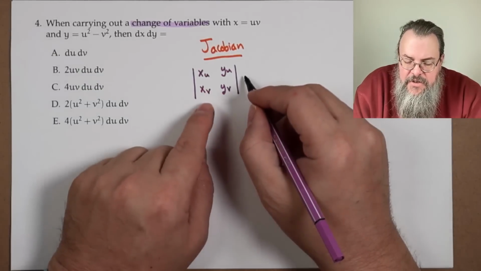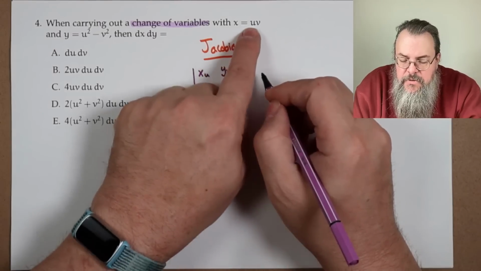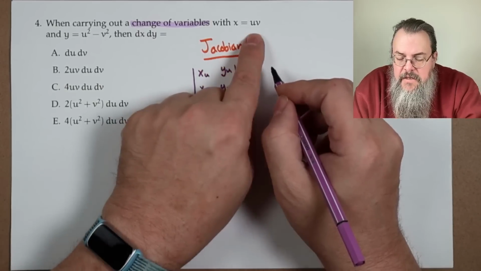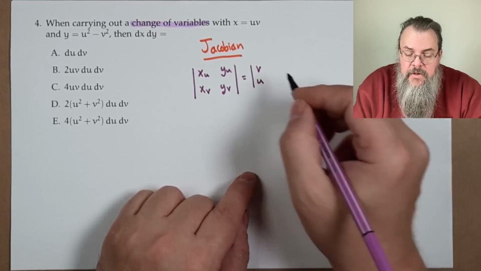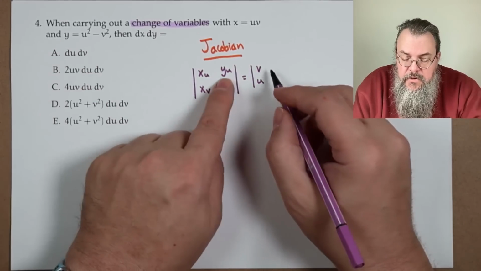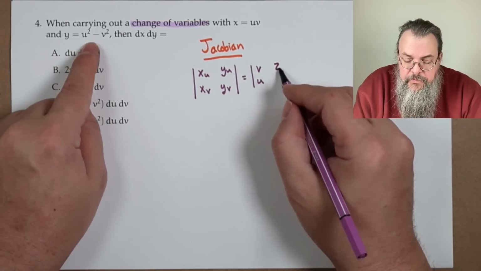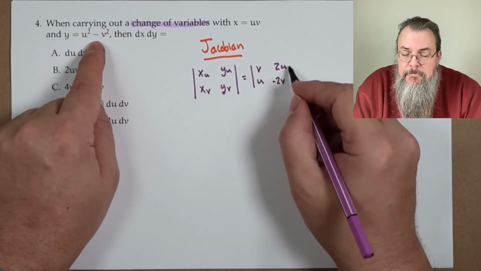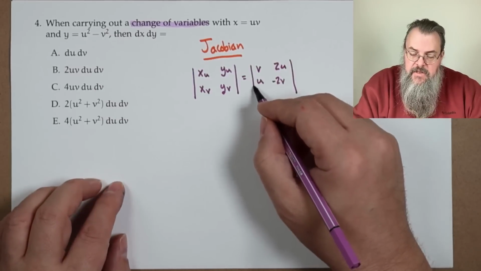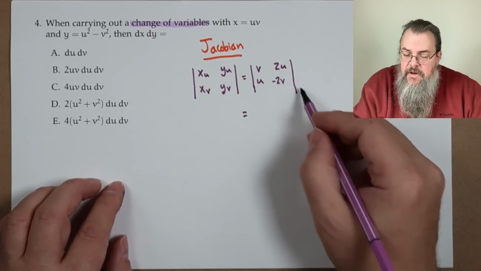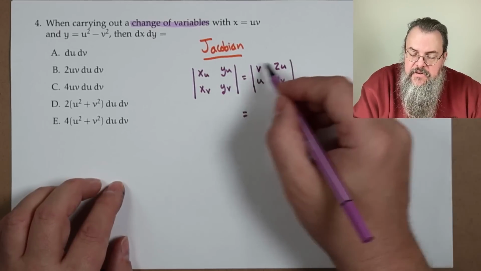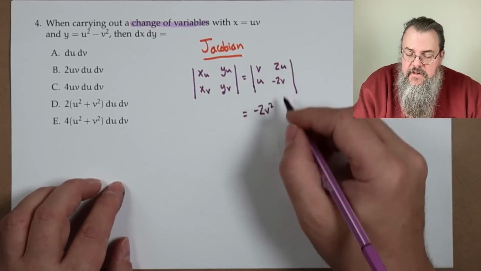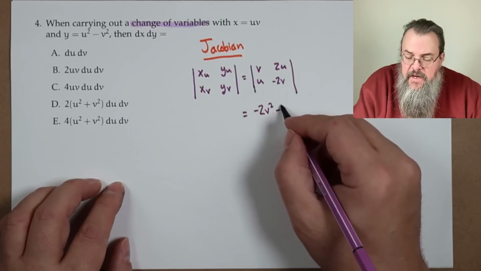So let's take our partial derivatives. The derivative of x with respect to u is v. The derivative of x with respect to v is u. The derivative of y with respect to u is 2u. The derivative of y with respect to v is minus 2v. All right, so it's this 2 by 2 determinant we need to compute. So we're going to go down the diagonal, minus 2v squared. Up the other diagonal is going to be 2u squared, but we subtract.